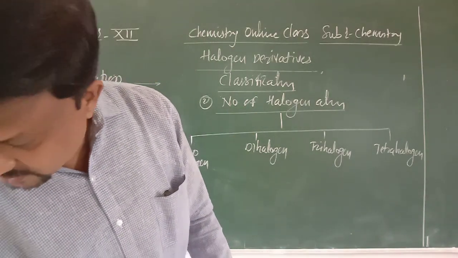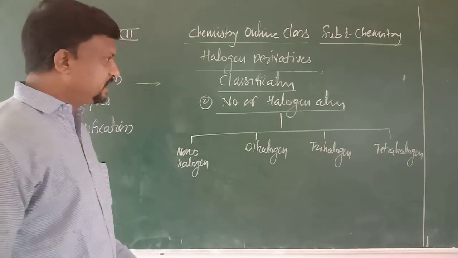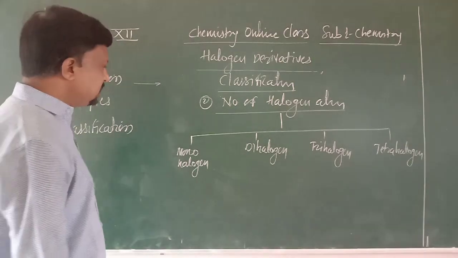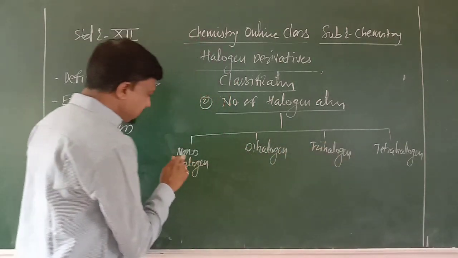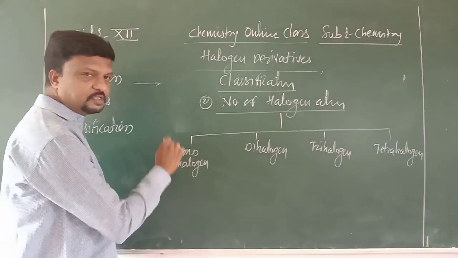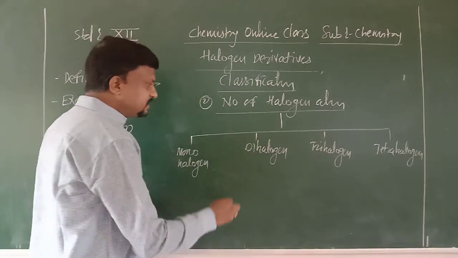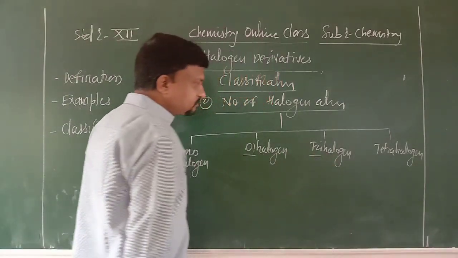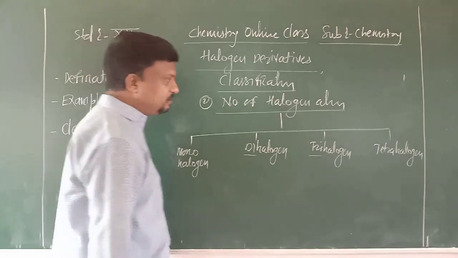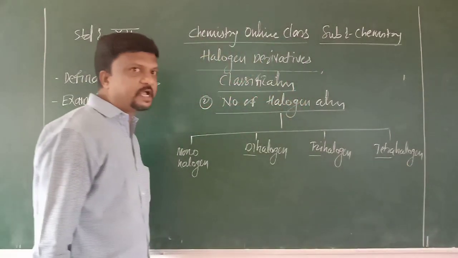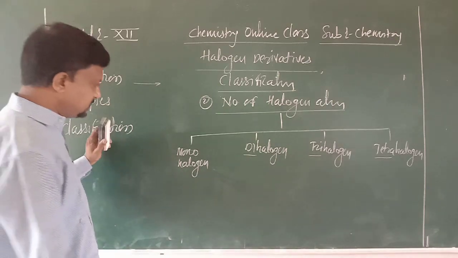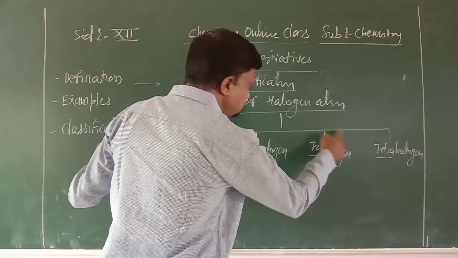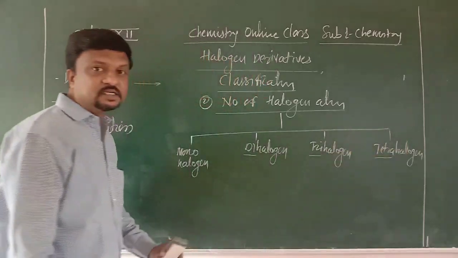Now see, we will discuss one by one the definition of each type and its example. From the name itself we can tell that if one halogen atom is present, that is said to be a monohalogen. If the compound contains two halogen atoms, then it is called a dihalogen. If the compound contains three halogen atoms, it is called a trihalogen. And if the compound contains four halogens, then it is said to be a tetrahalogen. They are also known as monohalides, dihalides, trihalides, and tetrahalides.